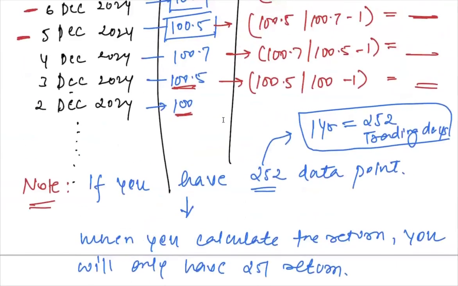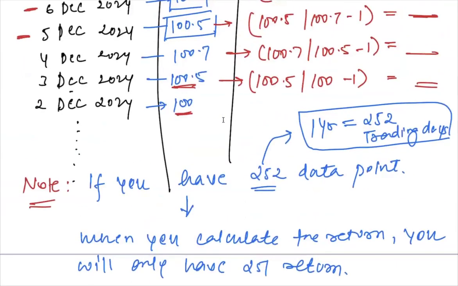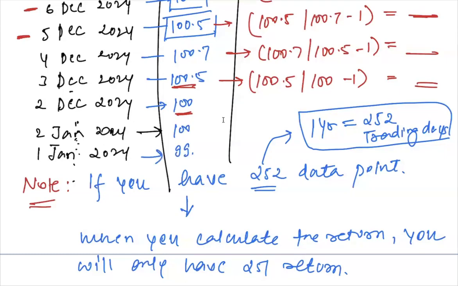And why is that the case? Why is this one number missing? So let's say this goes from, let's say, 1st January 2024, 2nd January 2024, something like this. So you calculate here. Let's say this price is 100, this is 99. Something like this. So when you calculate the return here, what will be the return? 100 divided by 99 minus 1, right?